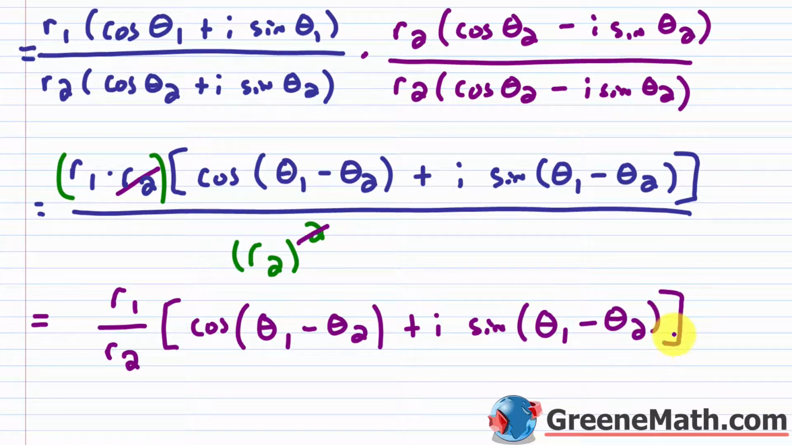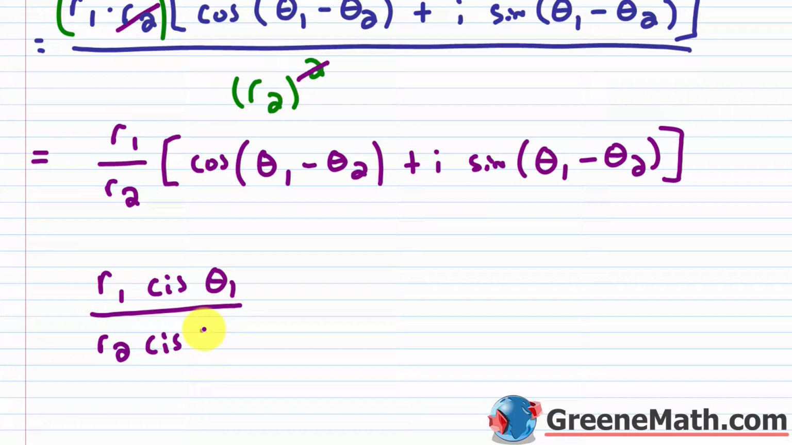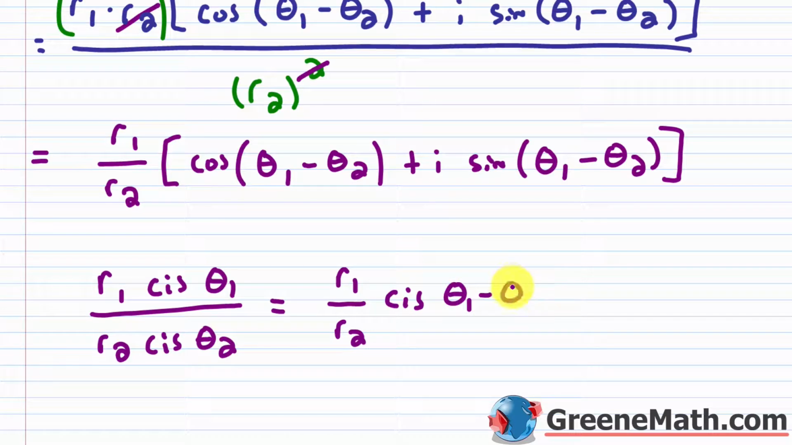And again, if you want to write this in a more compact form, if you had r sub 1 times your cis of theta sub 1 divided by r sub 2 times your cis of theta sub 2, what this would be equal to is your r sub 1 over your r sub 2 times your cis of your theta sub 1 minus your theta sub 2. So let me go ahead and wrap that in parentheses. And that's basically the shorthand. I think this is the easiest way to remember things. And let's just go ahead and look at an example.